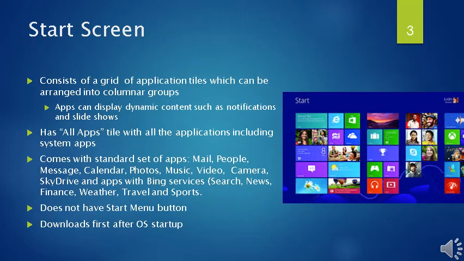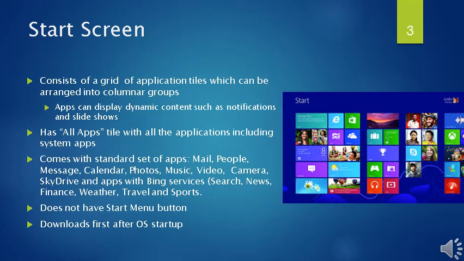On the right of the slide, you can see what Start Screen actually looks like. Basically, it consists of a grid of application tiles, which can be arranged into columnar groups. Applications can display dynamic content, notifications, and slideshows, so their views may change. Start Screen also has an All Applications tile, which consists of all the applications including system ones.